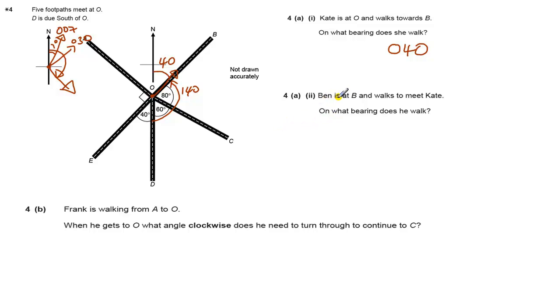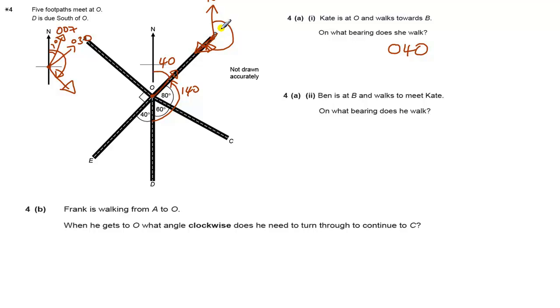Ben is at B and he walks to meet Kate. So he stood at B and he's walking to meet Kate. So he's coming this way. And what bearing does he walk? Well, we have to measure our bearings from north. So there's the north, and we have to come all the way around here to work out that angle there. Now, there's a really useful rule for bearings.